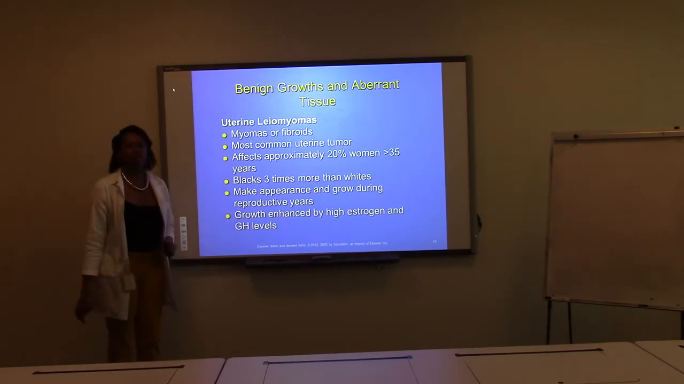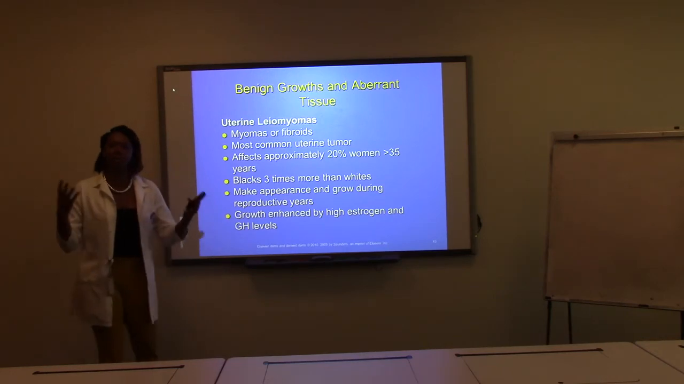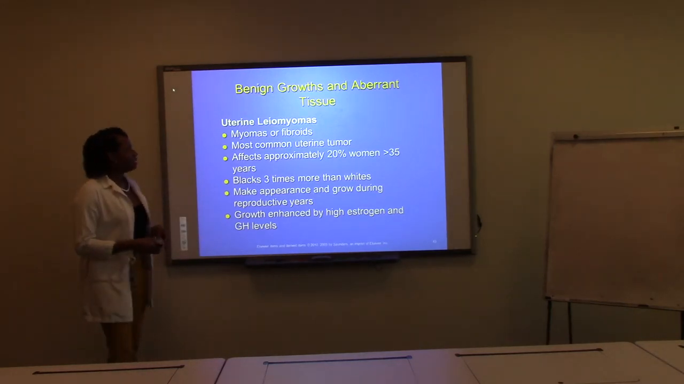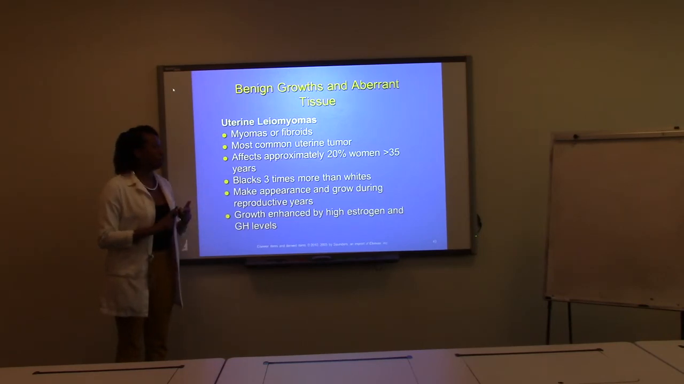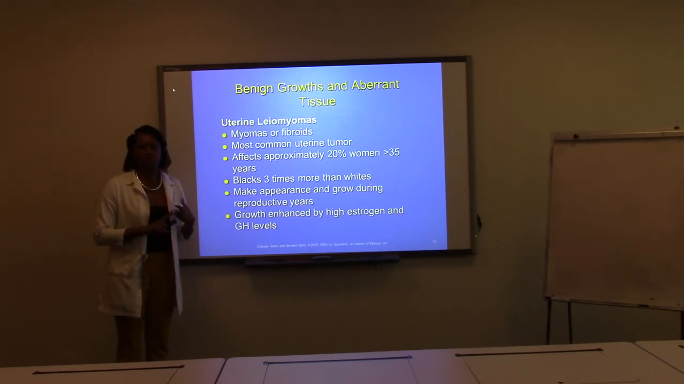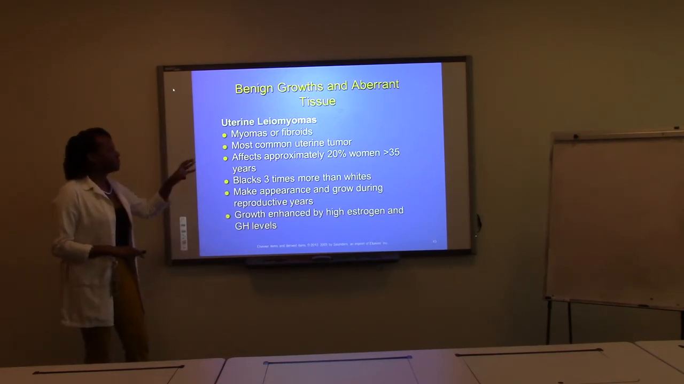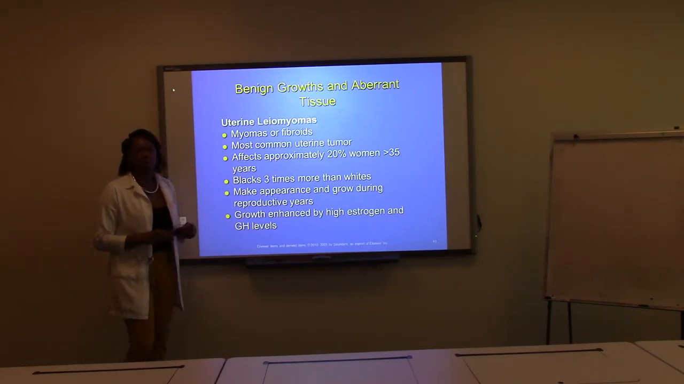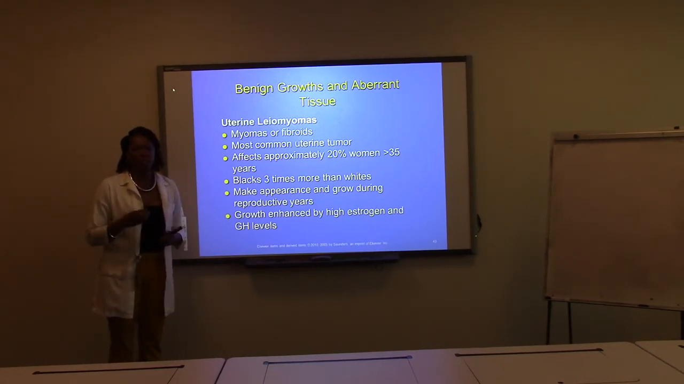Okay, so we are returning. Just had a little situation, so the classroom is cleared out, so it's just me now. To finish up the last few slides, we're going to cover uterine leiomyomas. We're also going to cover ovarian cysts and endometriosis. For uterine leiomyomas, just know that they're also called myomas, or also known as fibroids. One thing I do want you to know is that these are benign tumors.